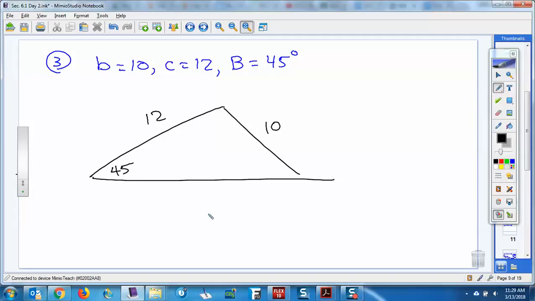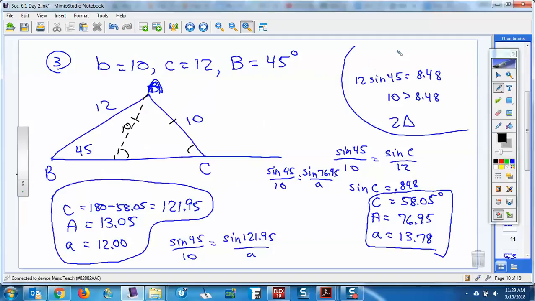How many? This one has 2, right? So again, you look at this, 10 is littler than that, but then the question is is it littler than the height? Is it too little, like the first one we did? Well, it turns out that B sine A is 8.48. 12 times sine of 45, that height right here is going to be 8.48, so 10 is bigger than that, so it's going to have a triangle here, and it's going to swing over here and have one here. And so that's why you're going to get the 2, and I went ahead and computed those out.